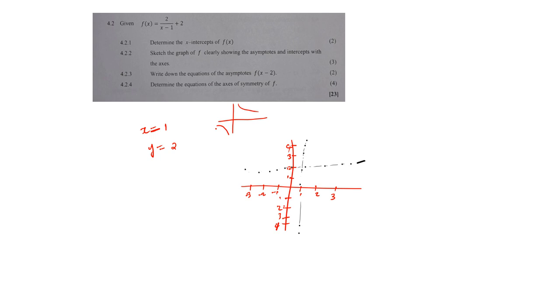Now, when you plot this graph, we have the x-intercept here and we also have the y-intercept. So our graph will be like this. This will be our graph.